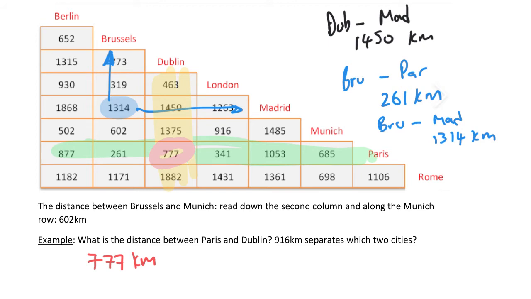916 separates which two cities? So let's look for the 916, which is here. That's in the London column, and it's also in the Munich row, so that must be London and Munich.